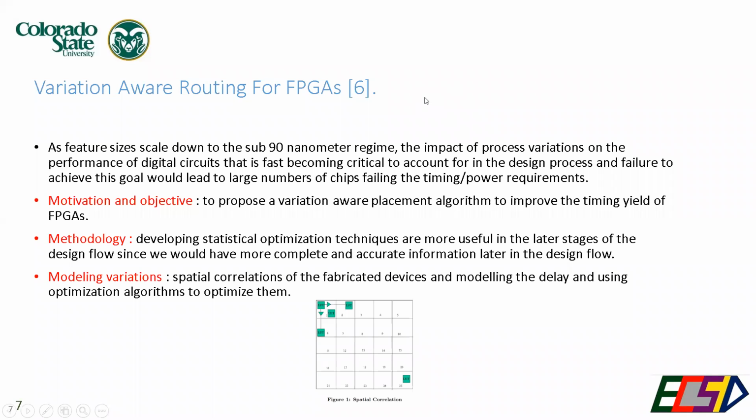Good afternoon, everybody. In this part of the presentation, we are going to talk about variation-aware routing for FPGAs. We already know that as the feature size scales down in integrated circuits, especially below the 90 nanometer regime, the impact of process variations is more obvious than ever, and failing to have optimal placement and routing between the components in integrated circuits would cause real damage in power efficiency and timing.